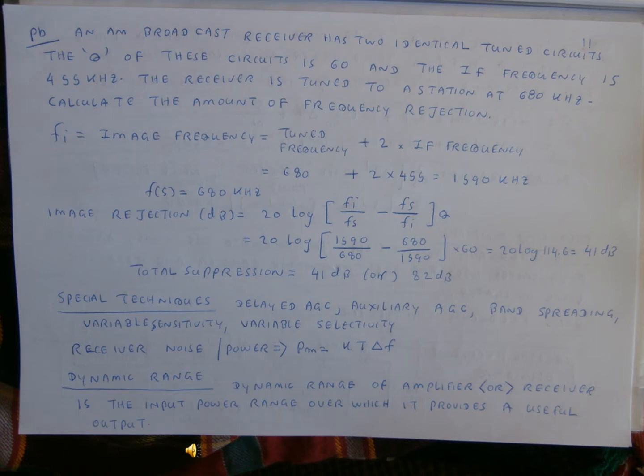For the receiver noise, the power is P equals KT delta F, where K is the Boltzmann constant, T is the temperature, and delta F is the change of frequency. Now about the dynamic range, for an amplifier or a receiver: when the input level goes down, the output goes down too, but we still need a useful output. Even when the input goes down, the output should remain useful. That range is what we call the dynamic range.